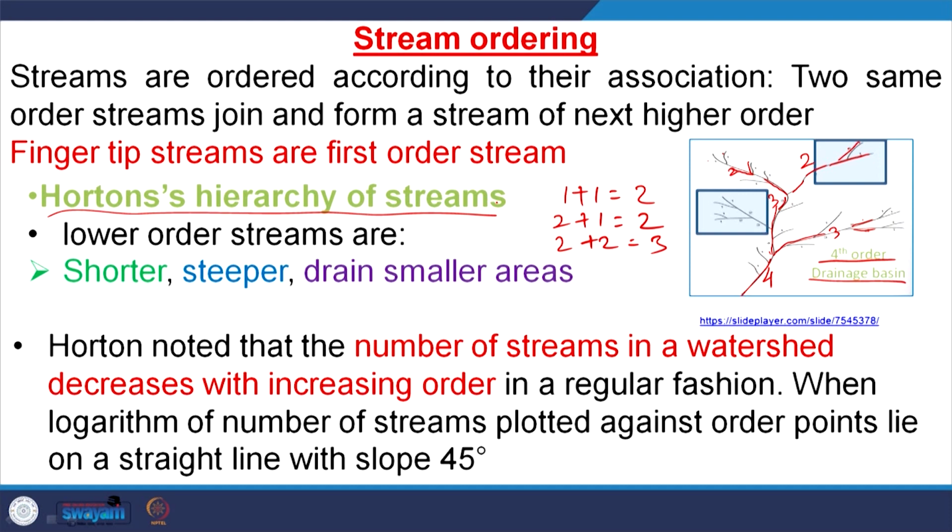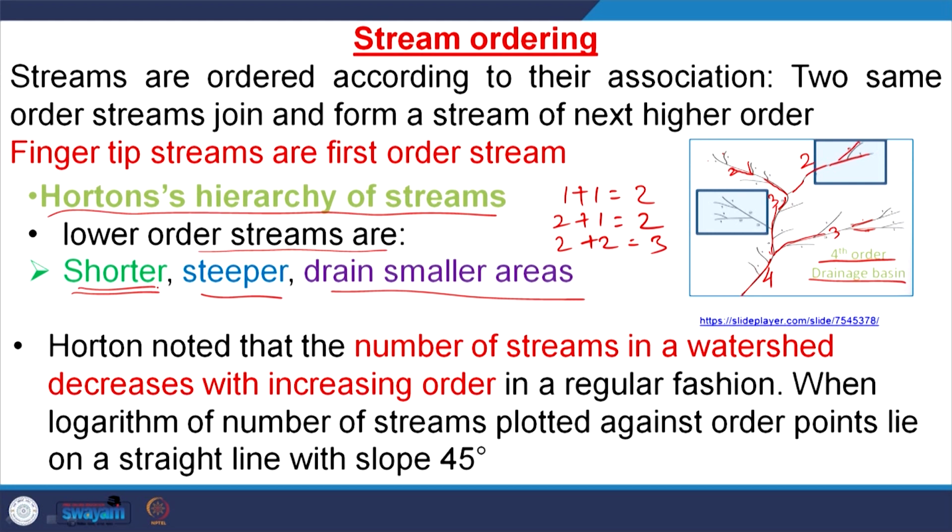That means lower order streams are shorter, steeper, and drain a small area. Now, you see here the first order streams, how much area they are influencing, a very small area. So, first order streams or the lower order streams are shorter in length, very small length, and steeper, because they are generated at the hilly terrains at the head of these river basins.